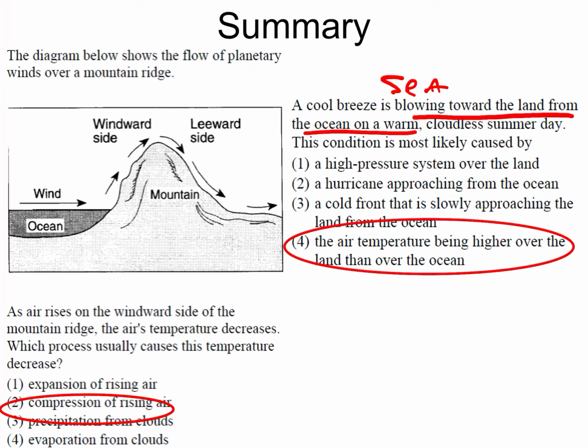For these types of questions, my advice to you is to just draw a quick little diagram. If it's a breeze blowing to the land like this, then you know that this is high, this is low, that this is warm, that this is cool. And if you know that, then you're good. Then you know that this is a sea breeze because it's coming from the sea.